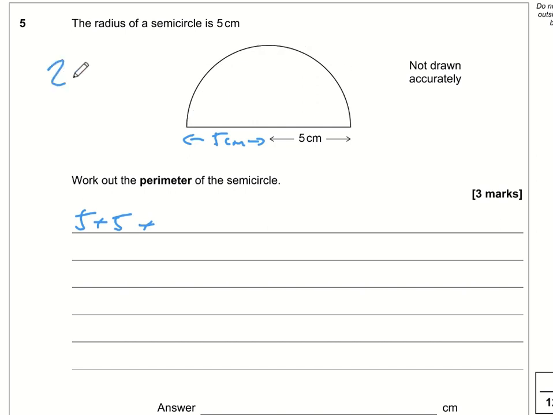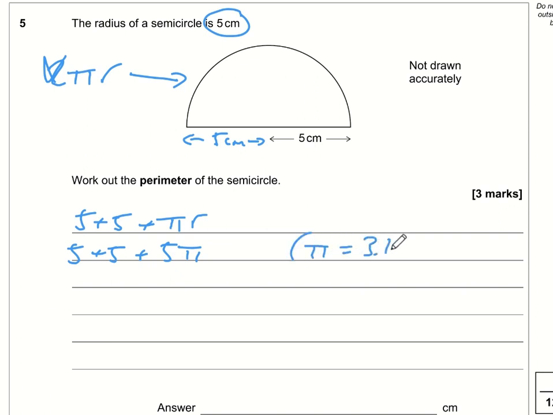Now the circumference is 2 pi r. So if we want half of this circumference, we want half of 2 pi r, which is simply pi r. So 5 plus 5 plus pi times r, and we know that the r is 5, so it's 5 plus 5 plus 5 pi. Now you can use the pi button on your calculator, or it says in the instructions pi is 3.142, so 5 times 3.142 is the calculation we need to do there.